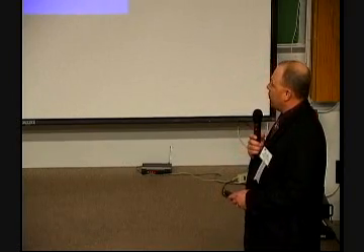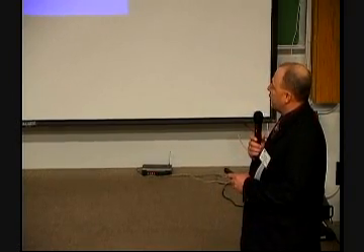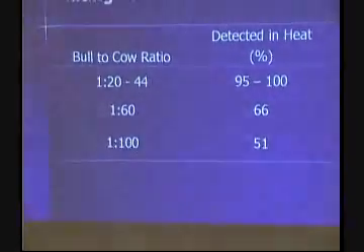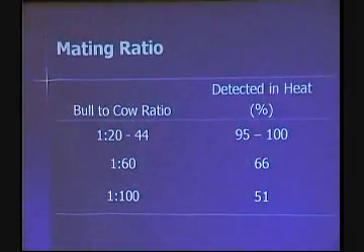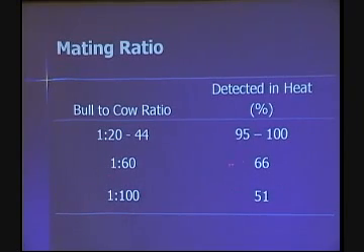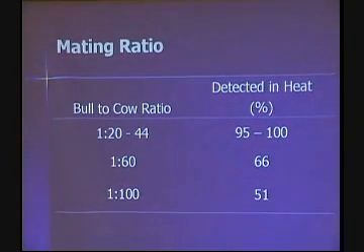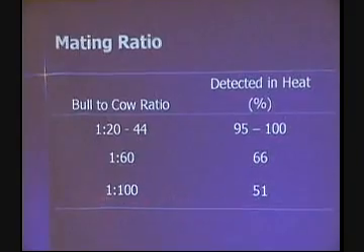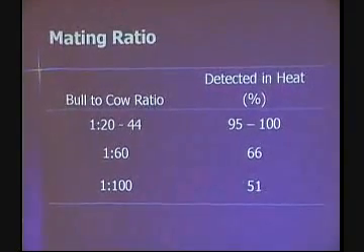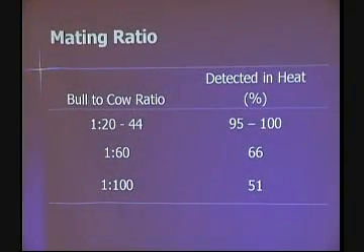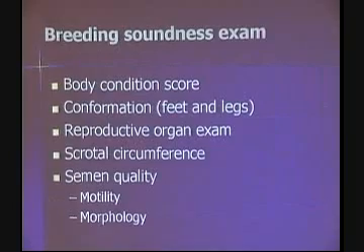And that's demonstrated a little bit with this slide. If we look at a bull-to-cow ratio of 1 to 20 up to 1 to 44, we're still detecting about 100% of the cows that are in estrus. We go to 1 to 60, they're only getting about 66%, and at 1 to 100, they're only finding about half the cows that are actually in estrus. So we have to maintain that bull-to-cow ratio so we can find the ones that are in heat and hope that he gets them bred.